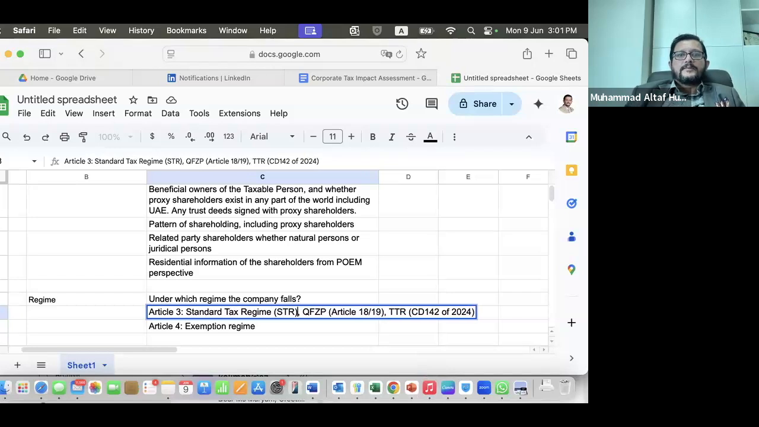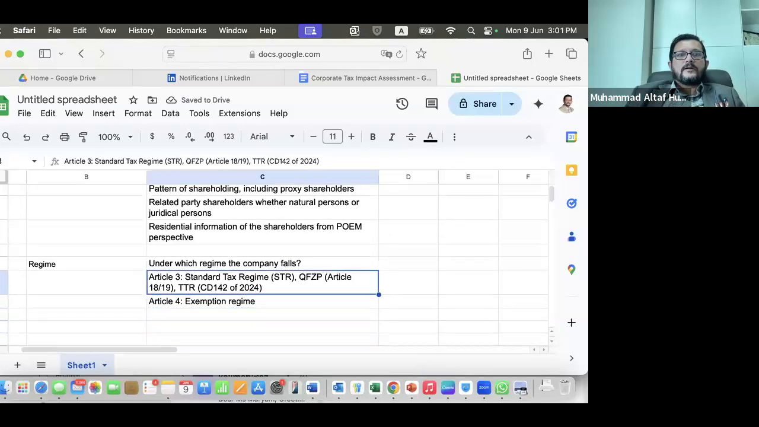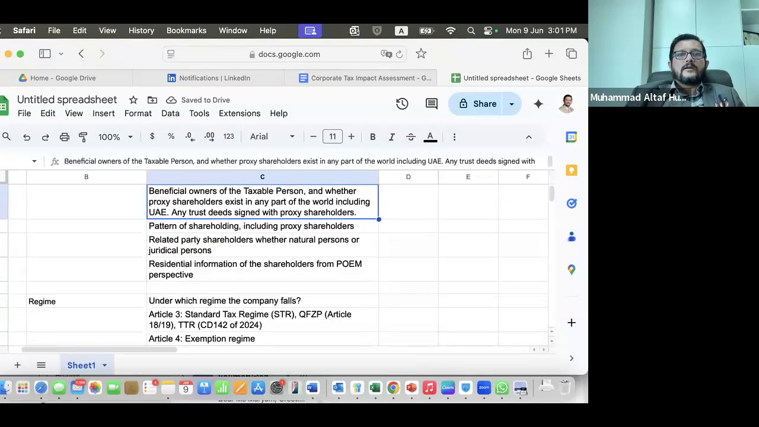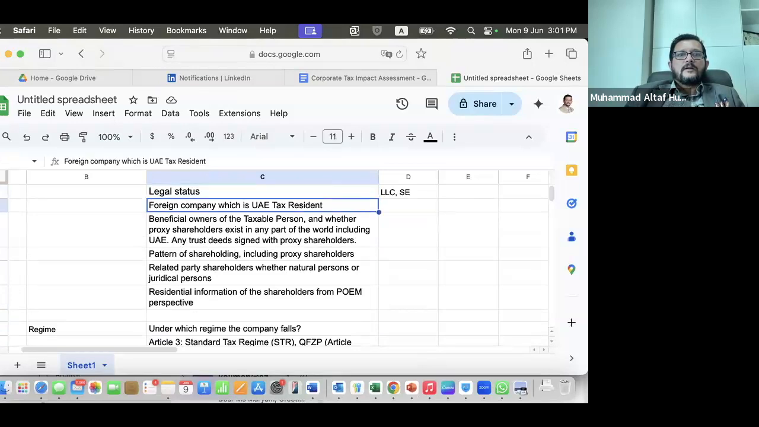Right? Or qualifying free zone person regime or top of tax regime, right? So that we, geographical, we only mentioned the foreign companies, right? Geographical what? Geographical footprint. Entire group.